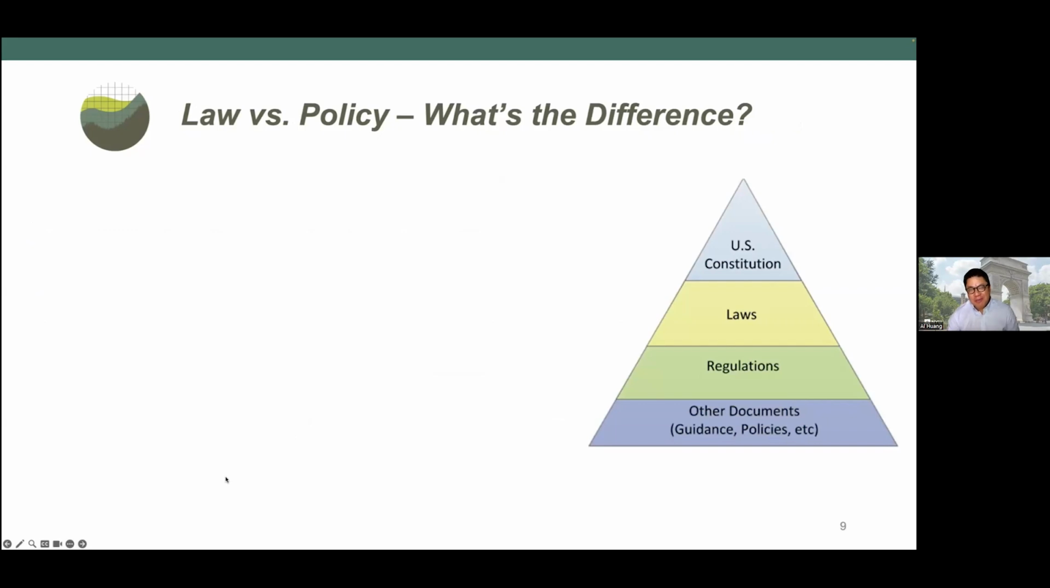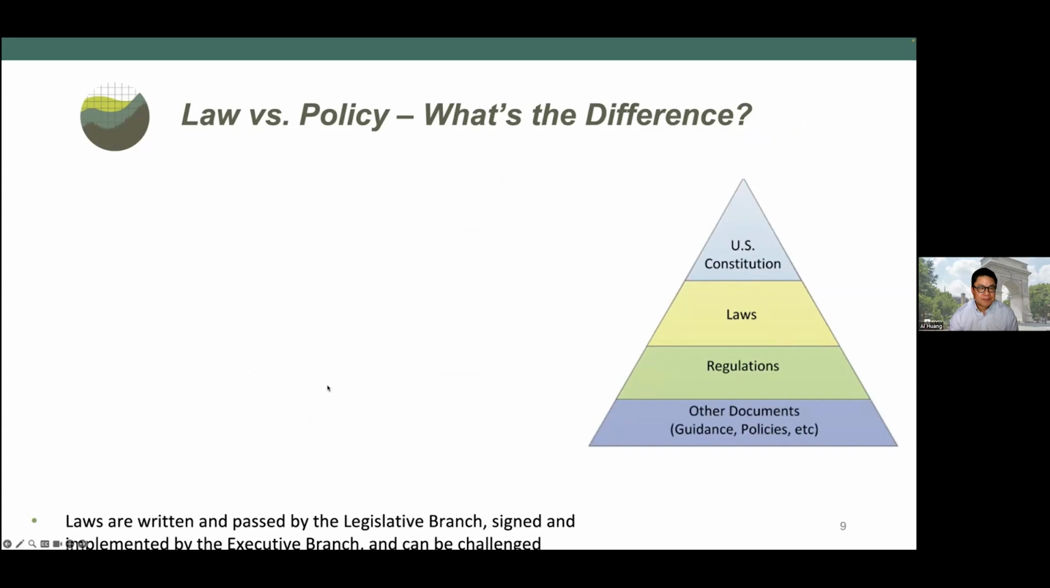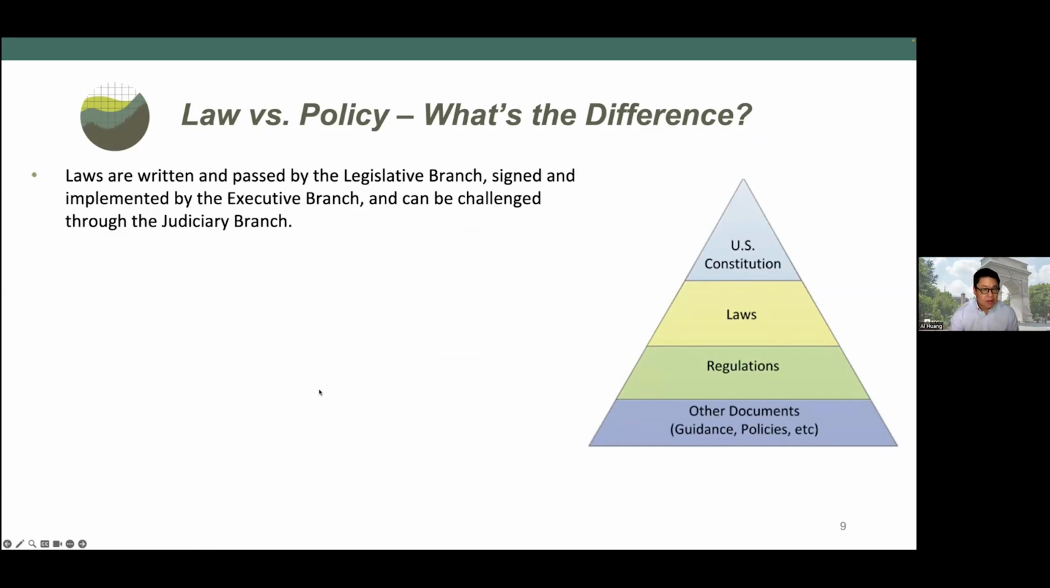So I think since we're talking about law and policy, it's probably useful to talk about, well, what's the difference between the two? And in this little graphic right here, you'll see the top is our US Constitution. Then we have laws, regulations, and other documents: guidance, policies, etc. Laws are written and passed by the legislative branch, signed and implemented by the executive branch, and can be challenged through the judiciary.